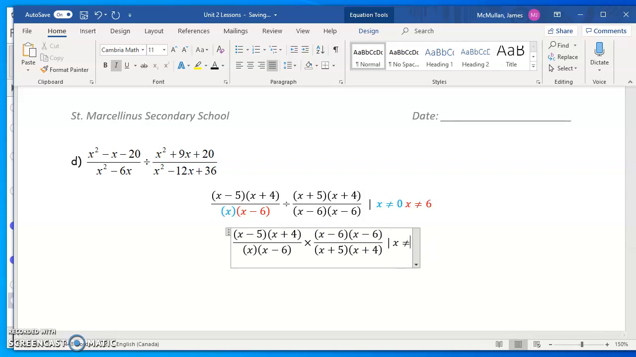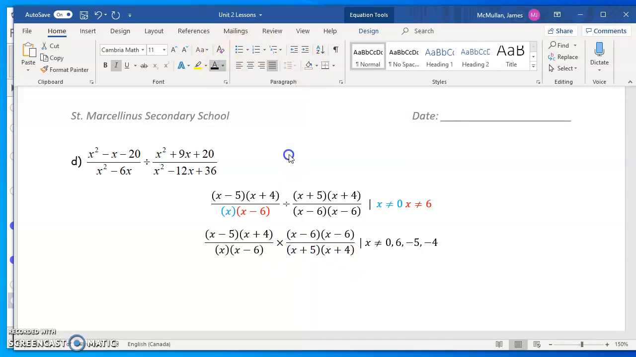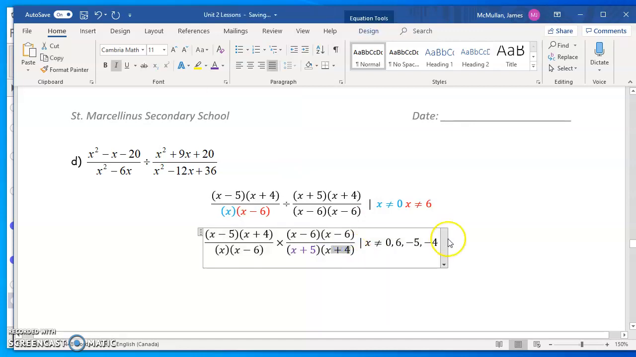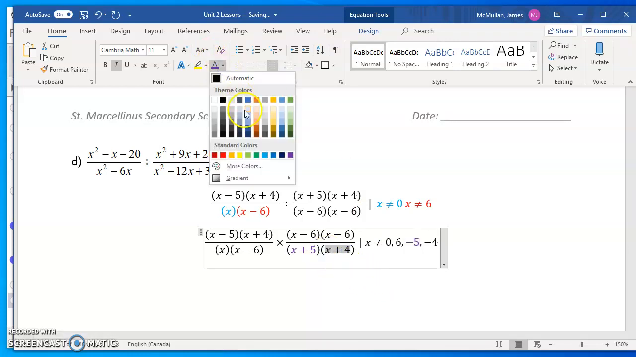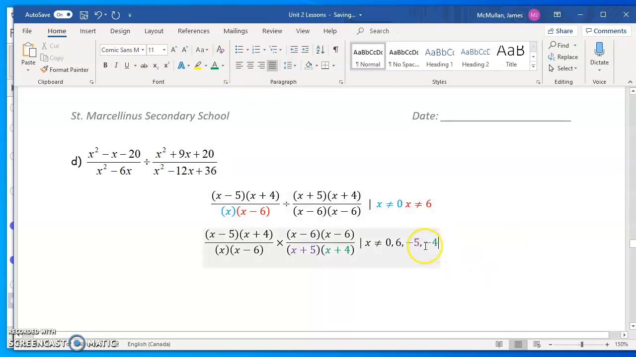Again, from the previous part, x is not equal to 0 nor 6. Also, I'm going to add -5 and -4 now, because you can see -5 would make this bracket here 0, and that's why that one is restricted. And that's just to connect here with this -5, and this -4 is going to make this bracket 0, which let's put it in green. Okay, so you can see how, like I said before, as you go through the question, new restrictions sometimes develop, right?